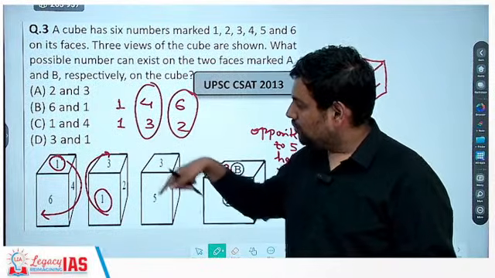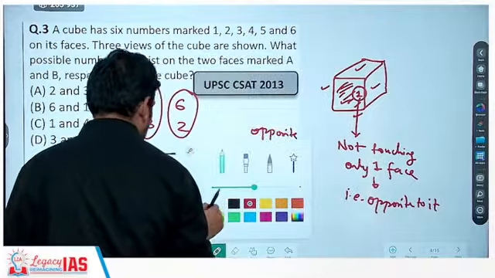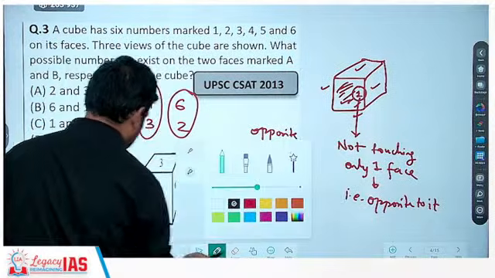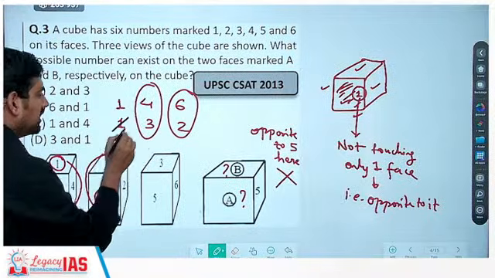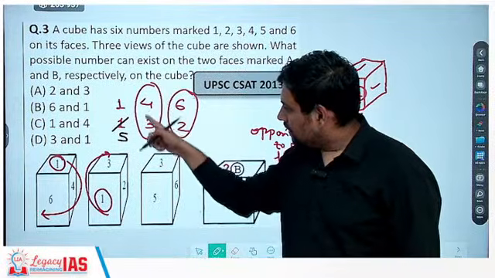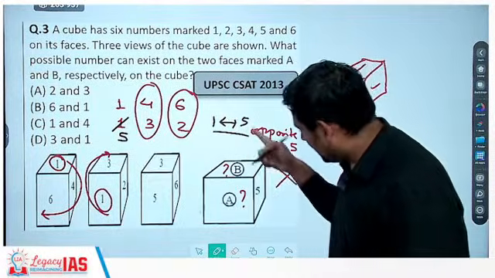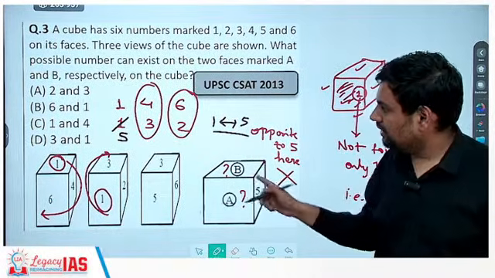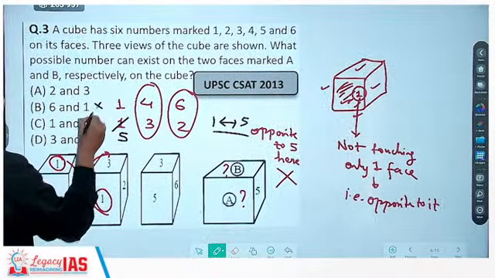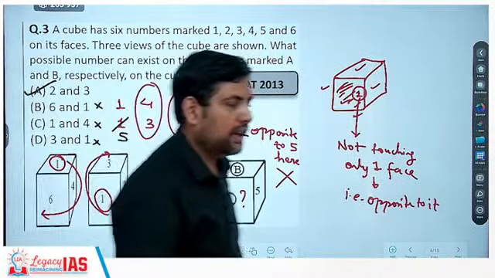Now what is opposite to 1? Of course not 5. So what is it? Opposite to 1 will be whatever is remaining, which is 5. So 1 is opposite to 5. Now if 1 is opposite to 5, what cannot be here in place of A and B? That is 1. So you just cancel out all the options that have 1. So 1 not possible, not possible, not possible. Answer becomes A, 2 and 3.